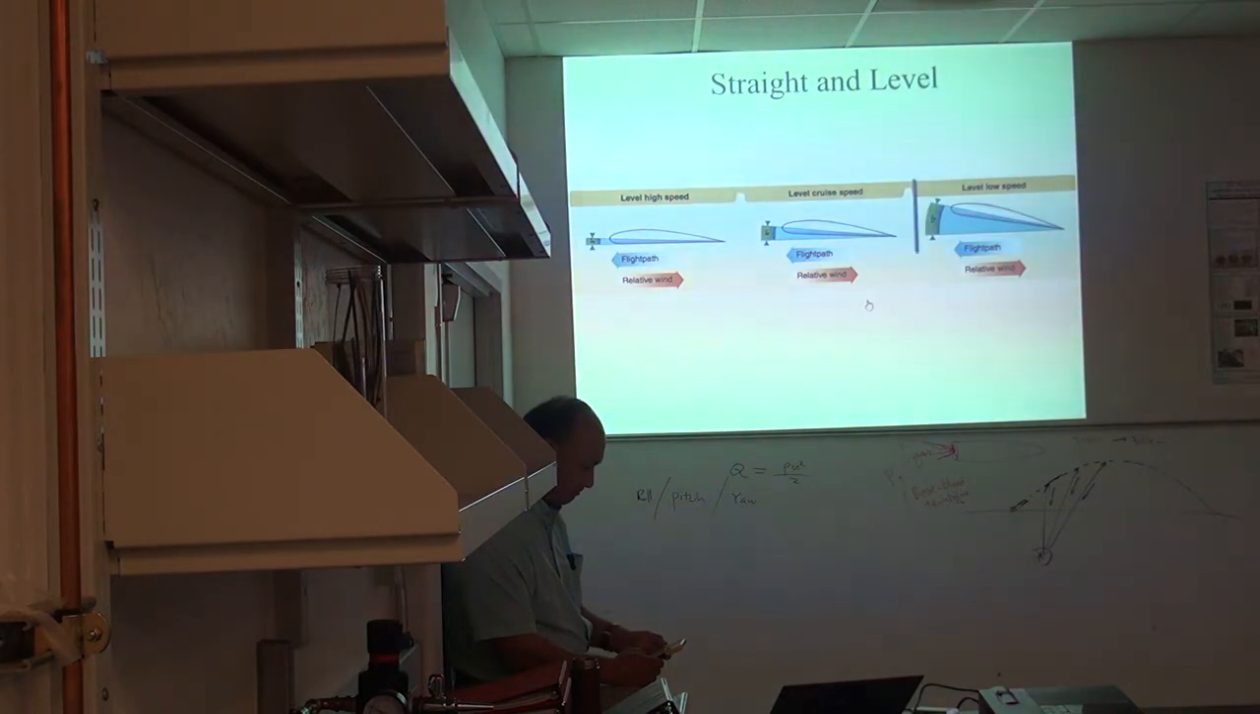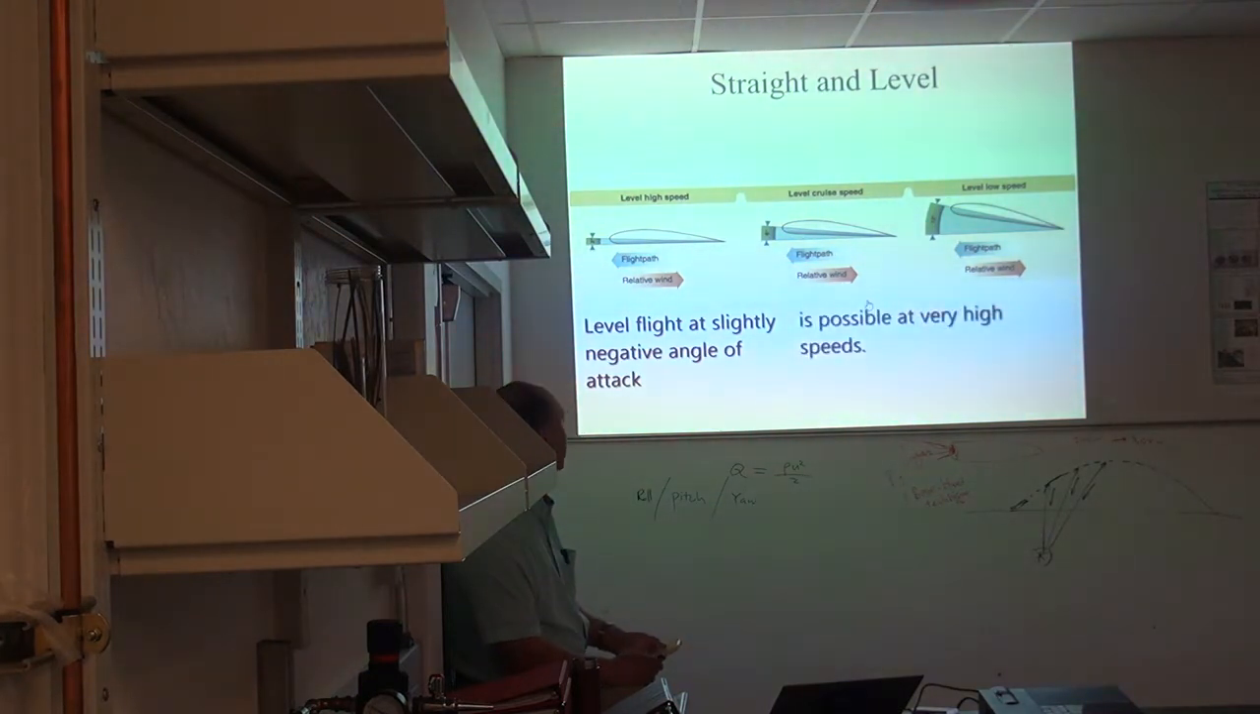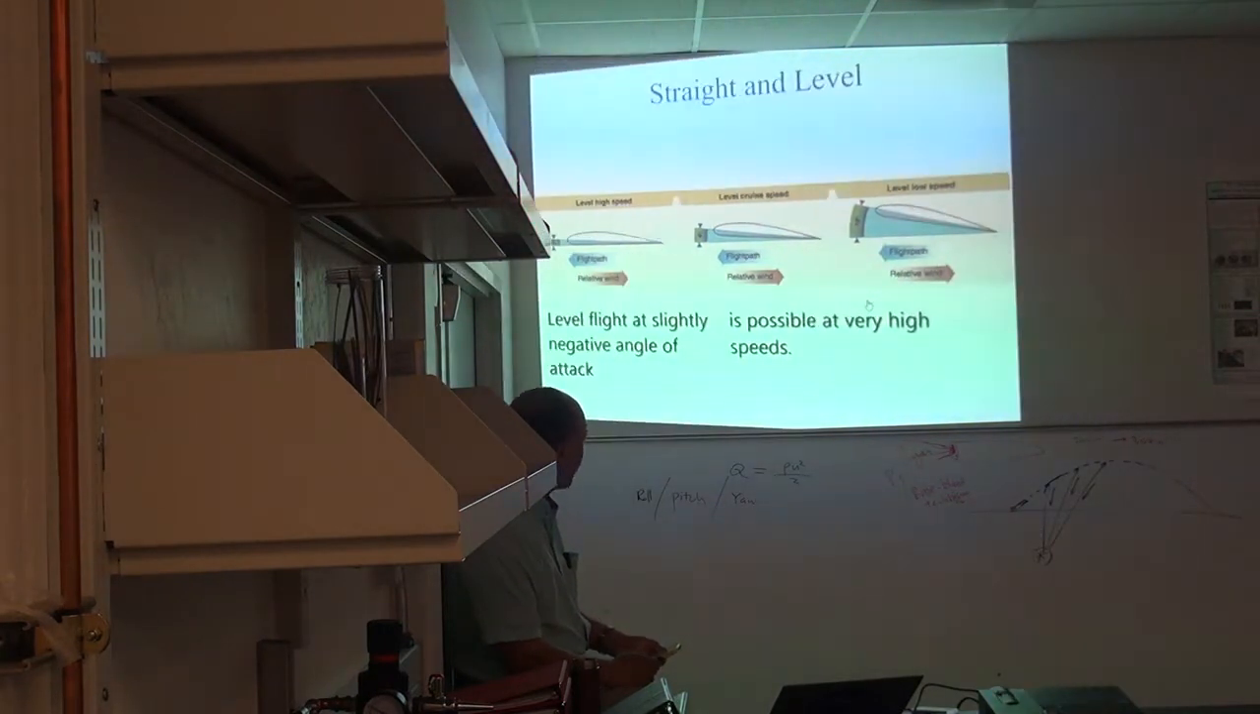If a pilot can maintain a high angle of attack and a coordinated thrust level, the aircraft can fly straight and level at low speeds. Level flight at even slightly negative angle of attack is possible at very high speed.